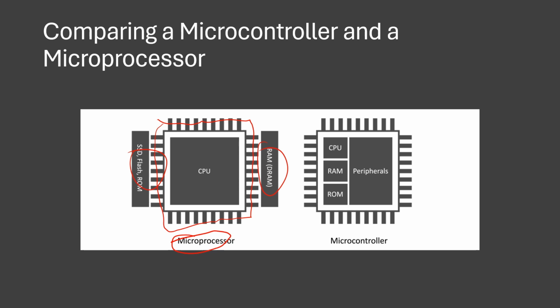But the microprocessor is dynamic. It's for general purpose computing, and it can do heavy duty calculations and a whole lot of processing compared to a microcontroller. A very basic example of this is a Raspberry Pi. Raspberry Pi is a microprocessor, while an Arduino is a microcontroller.